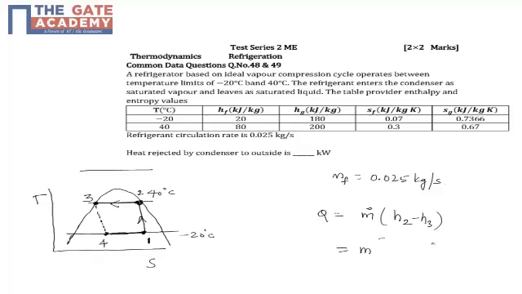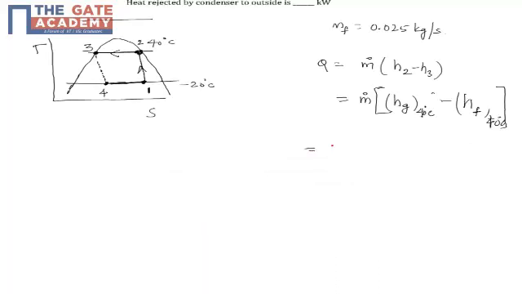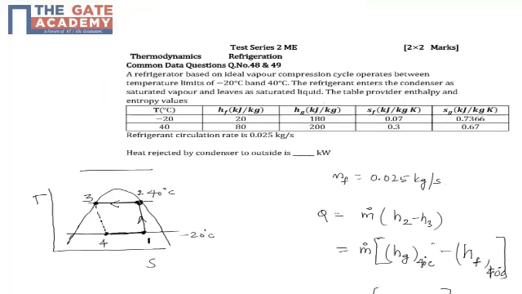So now the mass circulation rate is given. H2 is basically Hg at 40 degrees Celsius minus H3, which is basically the Hf, that is the liquid part at the same 40 degrees Celsius. So these two you can get from the table. The mass circulation rate is 0.025, and from the table the Hg is 200 at 40 degrees and Hf is 80. So let's look at the table. Sorry about that. We are using basically this Hf and Hg at the same temperature of 40.